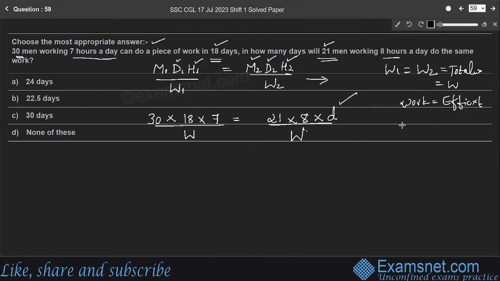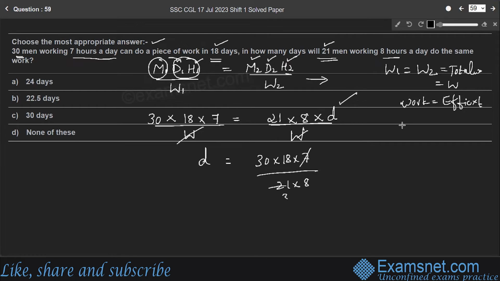Here in place of efficiency we have M1, the number of men working, and the time is nothing but the number of hours into the number of days. So we can cancel W and W here. Therefore, D is equal to 30 into 18 into 7 by 21 into 8.